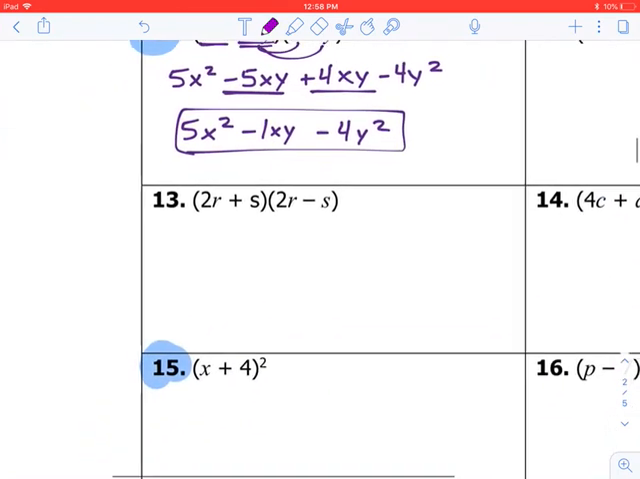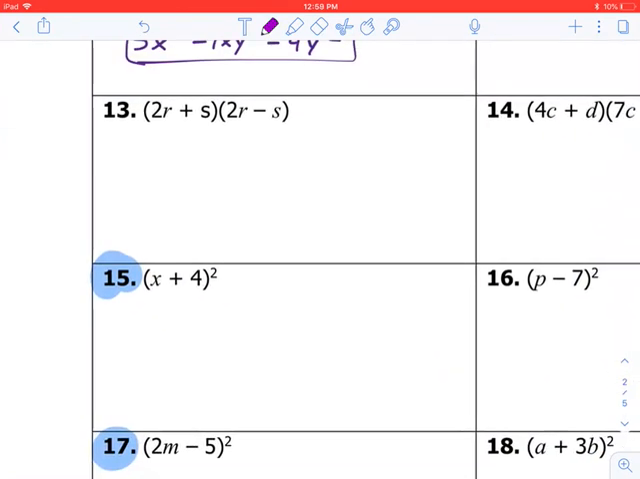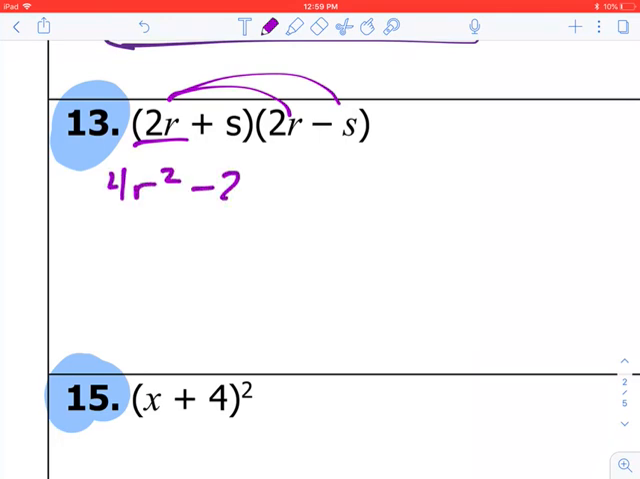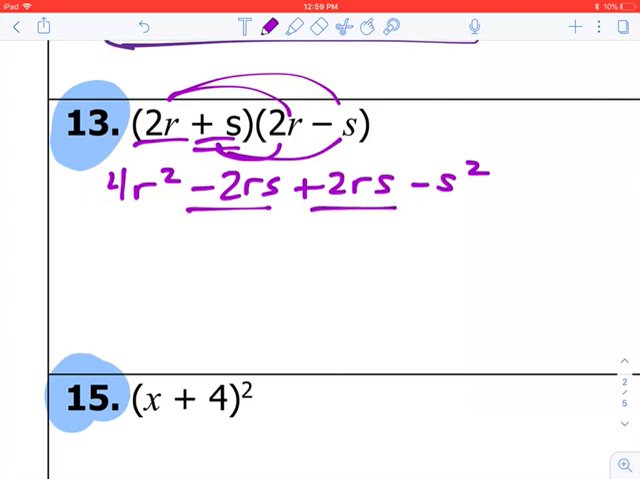Okay. So let's look at kind of a couple special cases here. So number 13, I've got 2r times both. 2 times 2 is 4r squared. 2r times negative s is negative 2rs. And then here I've got s times 2r is positive 2rs. S times negative s is negative s squared. Now look what happens. Rs and rs, those are like terms. But negative 2 plus 2 is 0, so those cancel. And I've got 4r squared minus s squared.